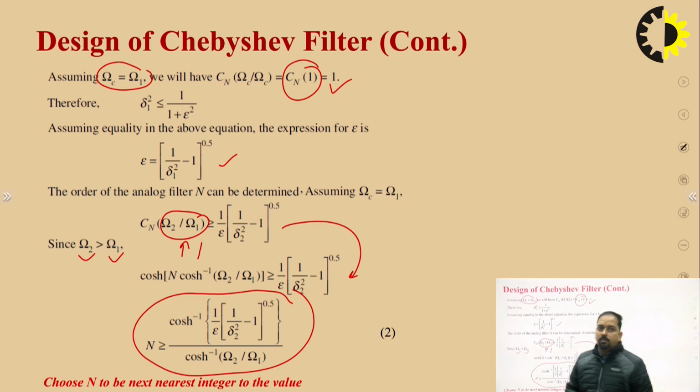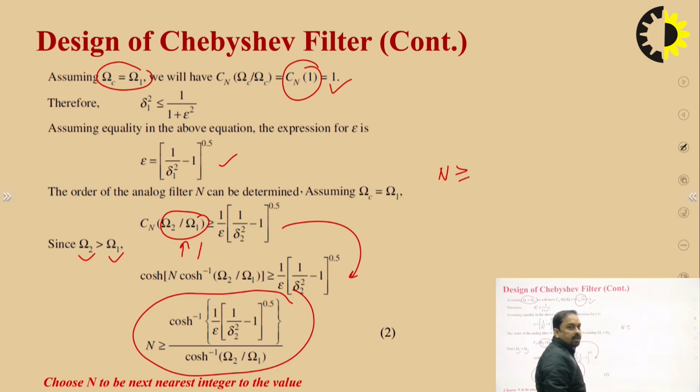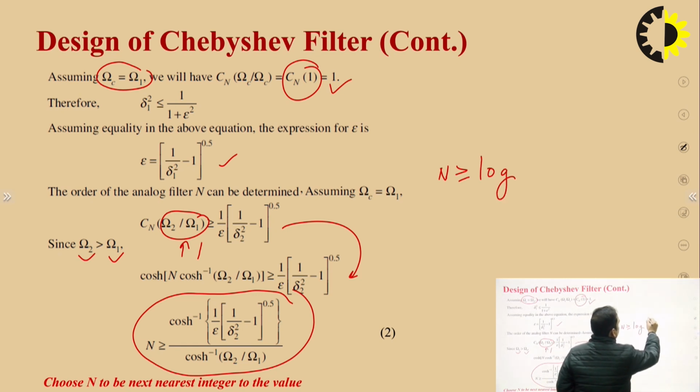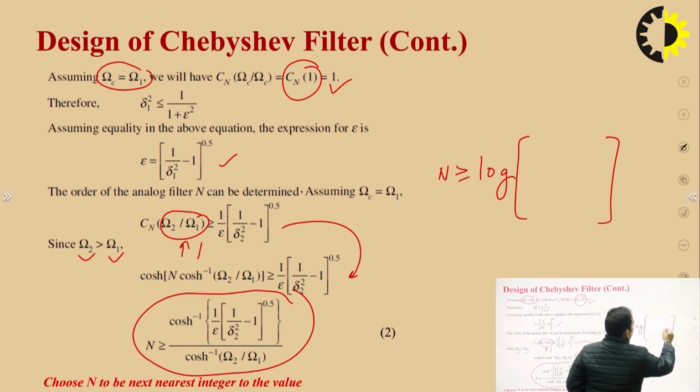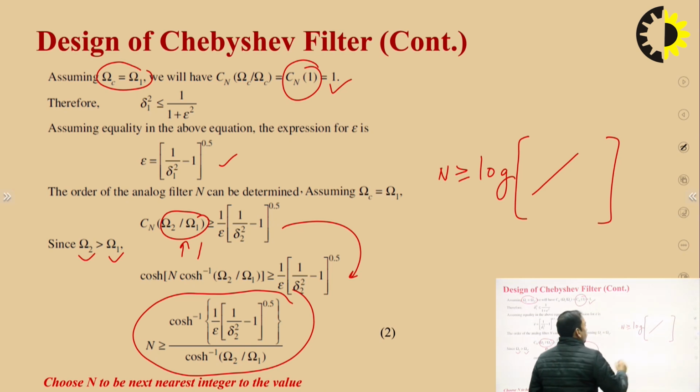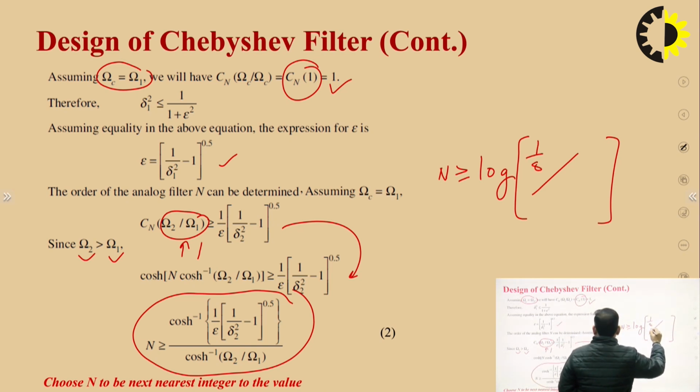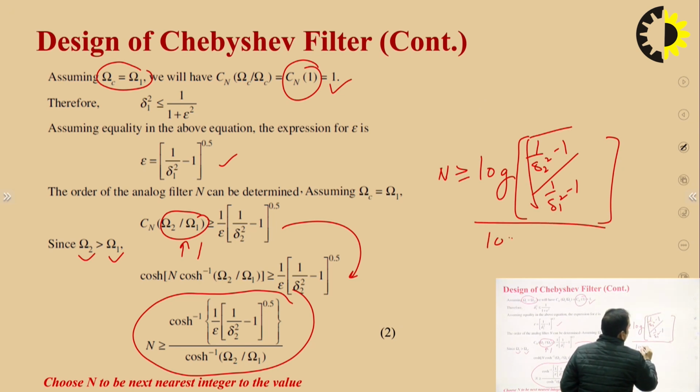So the formula will be a bit similar to what we achieved in the case of the Butterworth filter. If I write down the formula for calculating the order of the Butterworth filter, it has to be something like this. Here we have log of these attenuation factors, 1 by delta 2 square minus 1 by delta 1 square minus 1, and also divide by log of omega 2 by omega 1.